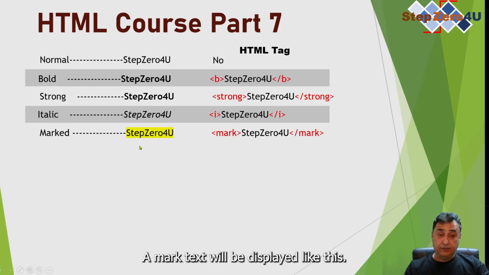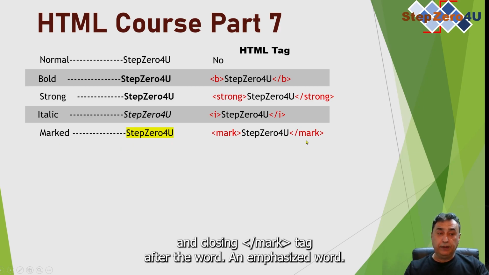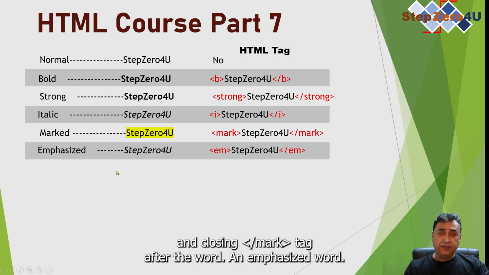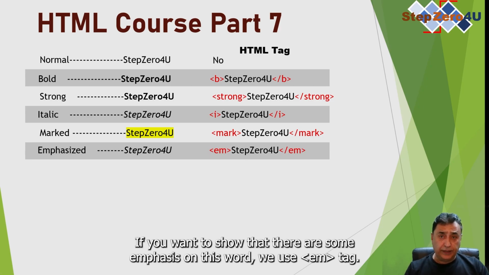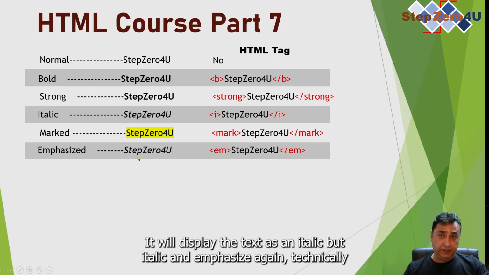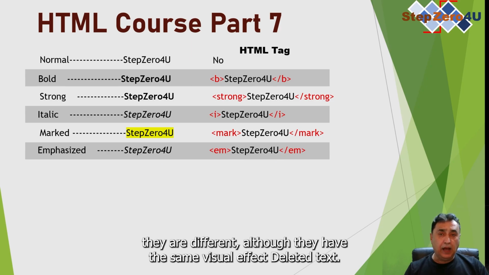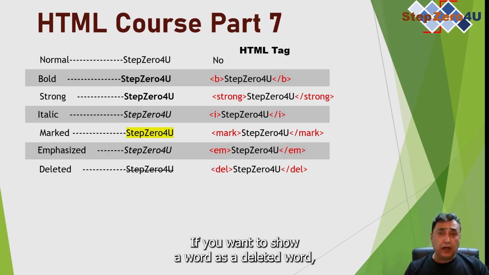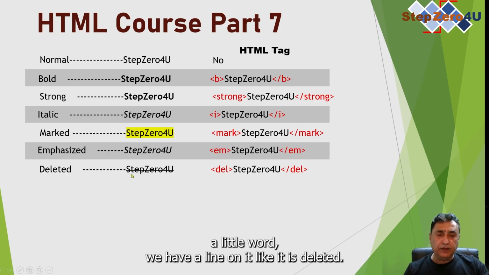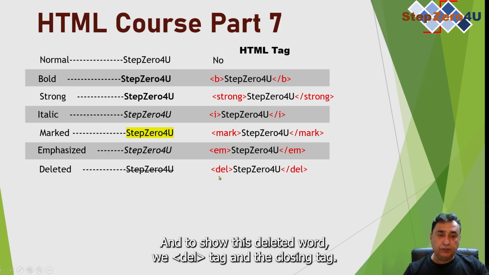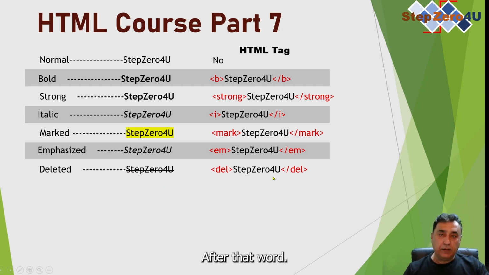A marked text will be displayed like this, highlighted, and we put the mark tag before and the closing mark tag after the word. For an emphasized word, if we want to show that there is some emphasis on this word, we use the em tag. It will display the text as italic, but italic and emphasis, again, technically they are different, although they have the same visual effect. Deleted text: if you want to show a word as deleted, we have a line on it like it is deleted, and to show this deleted word, we use the del tag and del closing tag after the word.